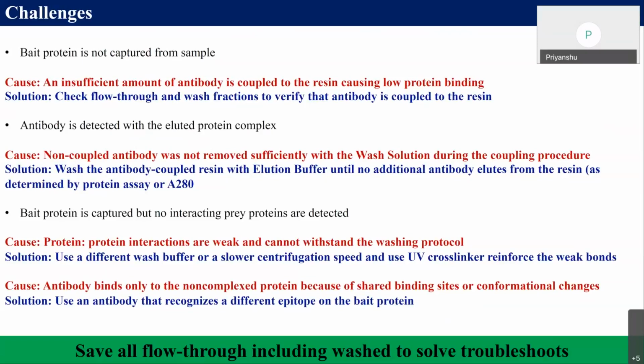So once you save all flow throughs, you can check at which step I'm wrong, at which step I need to optimize, or increase or decrease the buffer concentration, so that I can optimize in different ways and solve this troubleshooting. So this is a test and trial experiment, but this experiment gives promising results, and that's all.